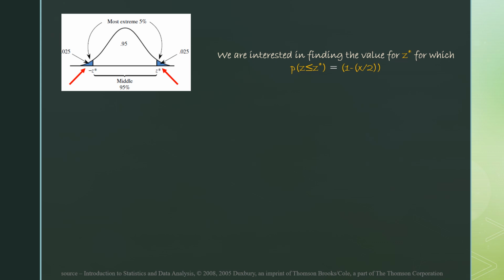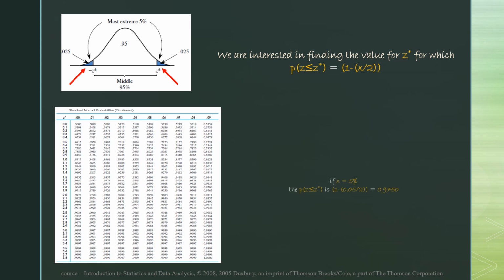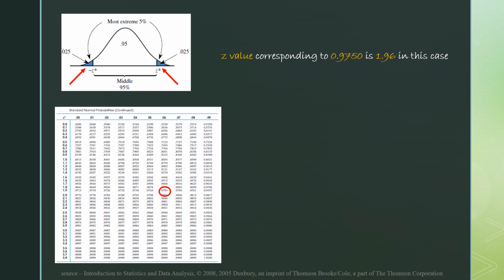Let's first locate probability of z less than or equal to z star in the z table. For example, if x equals 5%, the probability of z less than or equal to z star from the z table is 1 minus 0.05 divided by 2, which equals 0.9750. Z value corresponding to 0.9750 is 1.96 in this case.